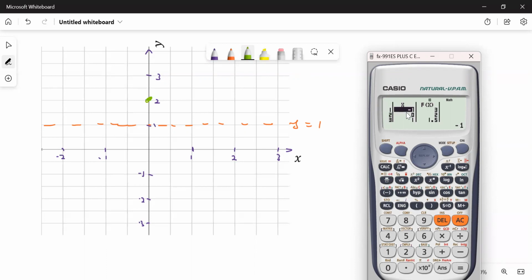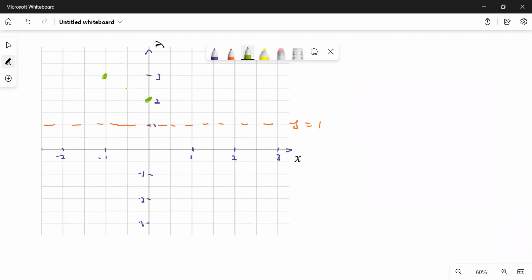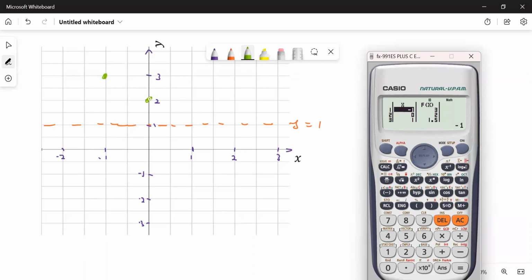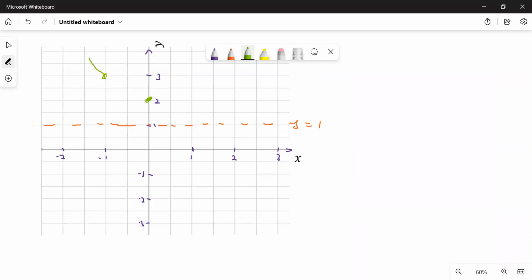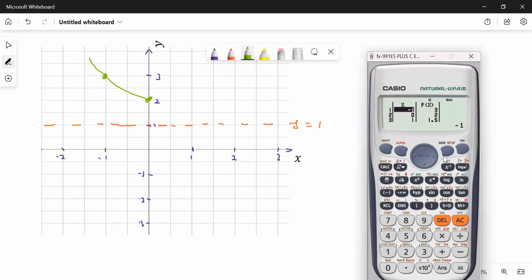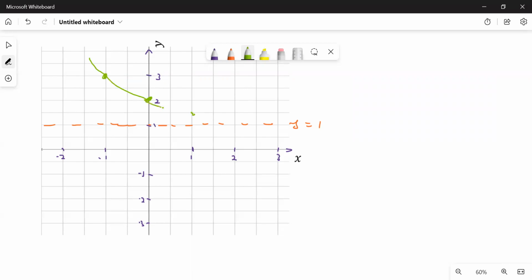And then when you have minus 1, you have 3. So minus 1 goes with 3. So you come and say where these 2 meet again. So minus 1 and 3, here it is. Next one we have 0, which goes with 2 again. And then you're going to connect these 2. Next, we have 1 which goes with 1,5. Here it is, and then you connect this one.